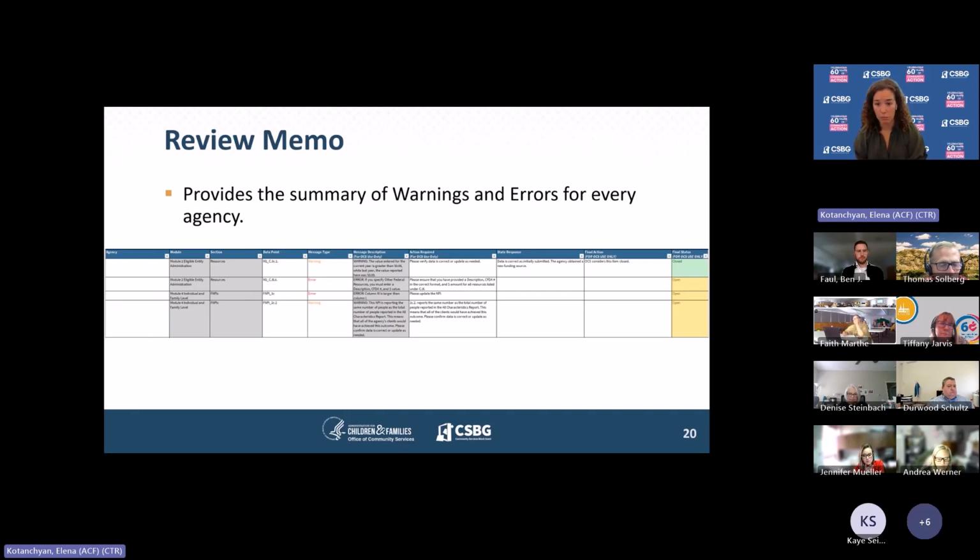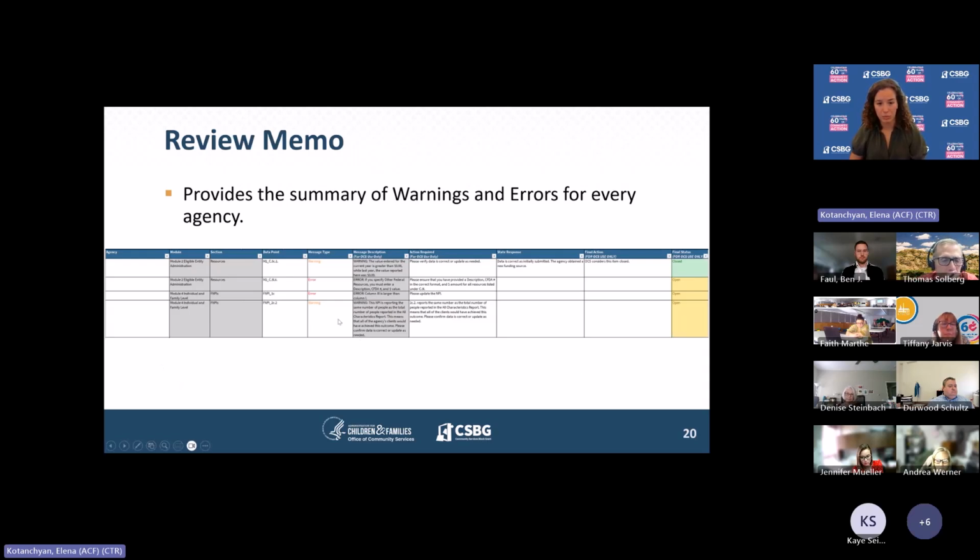Again, these are reviews or comments that we've seen overall in the nation. That is not specific to North Dakota. You can see there are no agencies here, so it's just something that we've seen. So do not be alarmed. It's not putting anyone on the spot. So this is what it looks like, right? It provides a summary of warnings and errors for every agency.